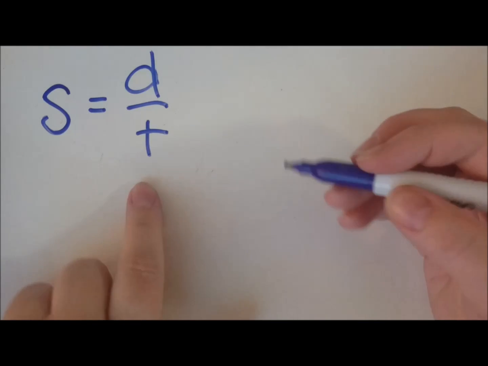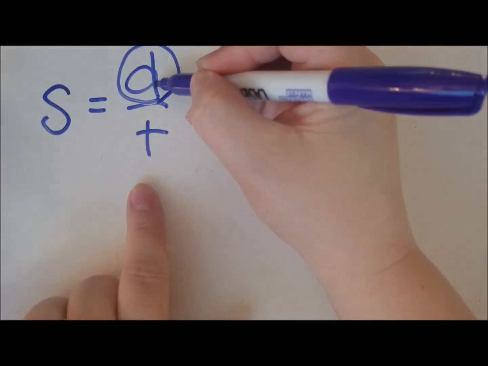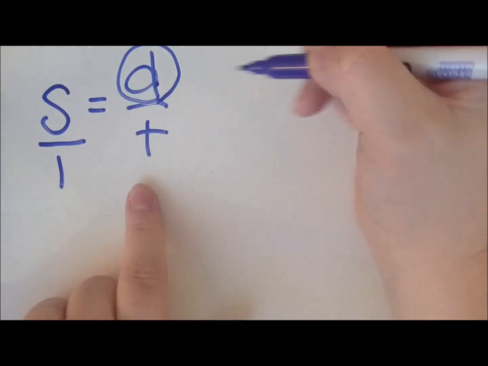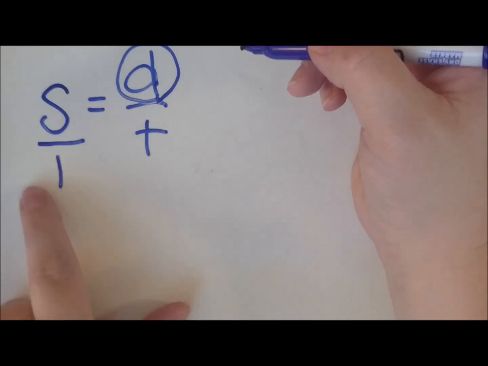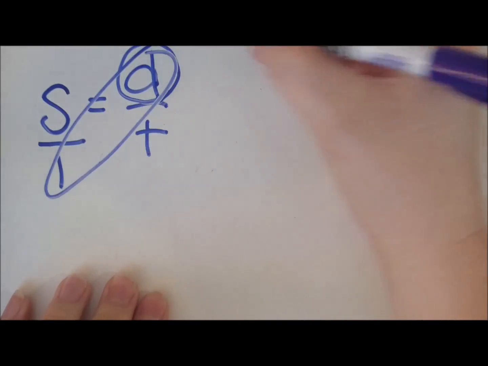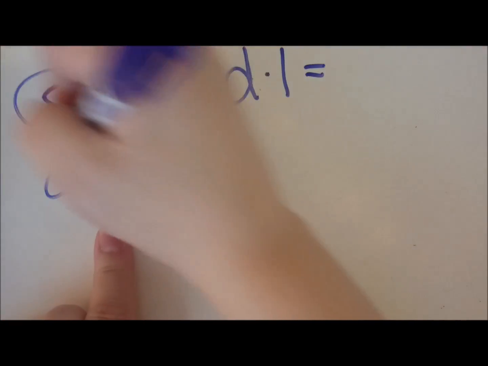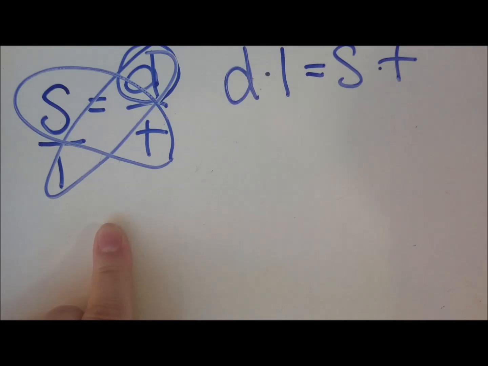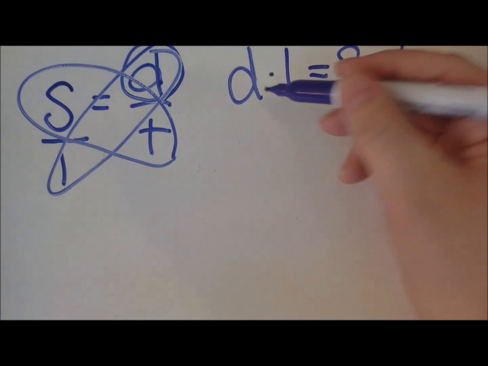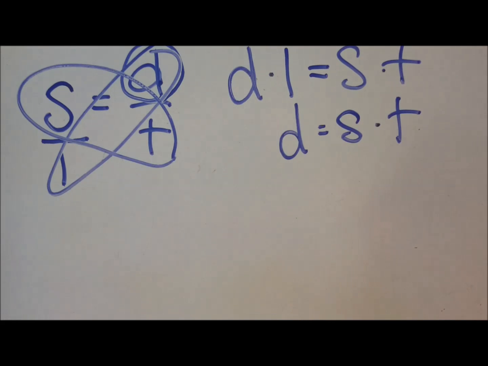So if I'm going to solve for D, I need to get D by itself. The easiest way to do this is to cross multiply. So if we have two fractions, then we can just put S over 1 to equal the fraction. Then you would take D times 1, and that would equal S times T. Okay, and then you just solve for D. D times 1 is D, right? So distance is speed times time. So that's how you solve for distance.